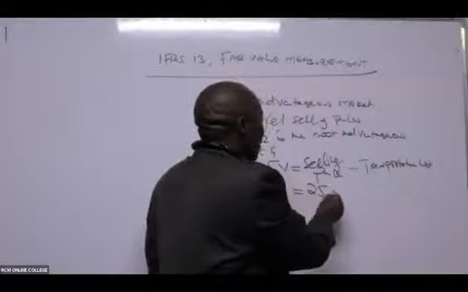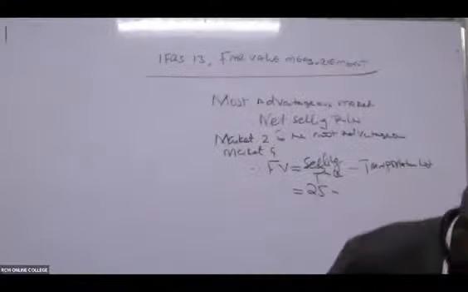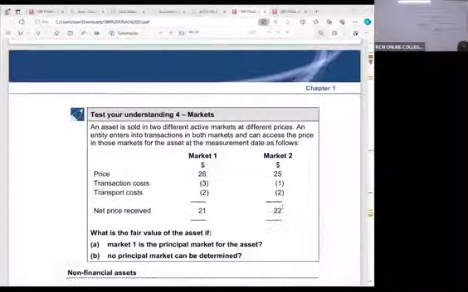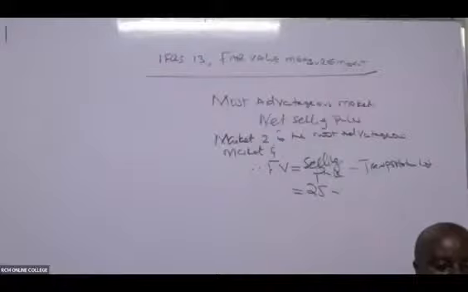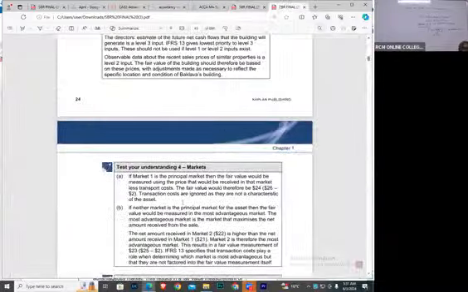So it is 25 minus the transportation cost, which is 2. So it is 25 minus 2, which gives me 23. So the fair value there will be 23. And for you to be able to understand what I'm talking about, ladies and gentlemen, simply look at the answer. You'll be able to see it even better.